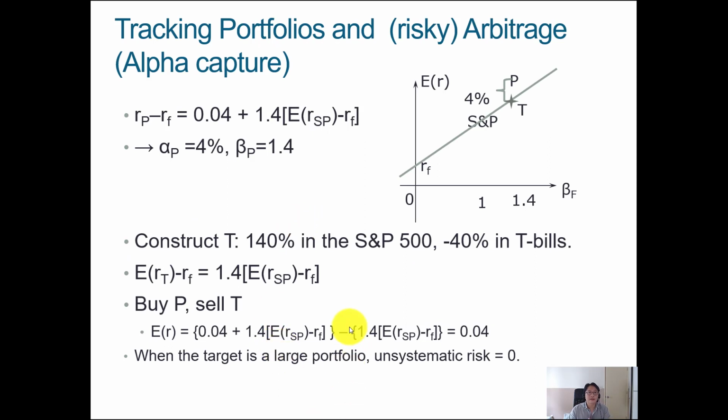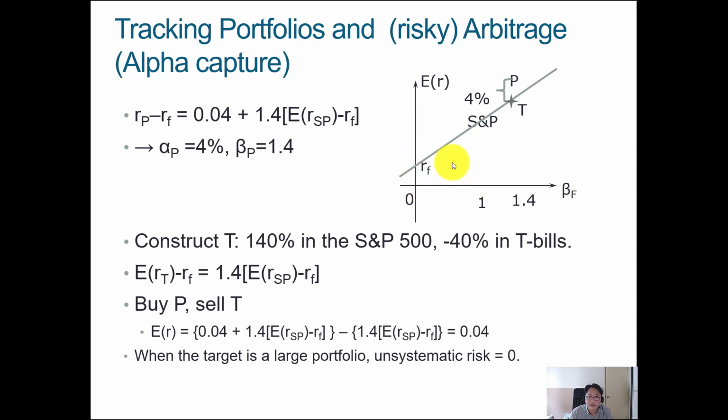So let's look at tracking portfolios and arbitrage, right? Again, how do we capture alpha? So what is alpha? Alpha is considered to be the arbitrage profit. Okay, so let's look at this example. We have the excess return on the portfolio is 0.04 plus 1.4 times the risk premium. Okay, we have this chart over here where you have expected return on the y-axis and the relationship to the risk factor on the x-axis.